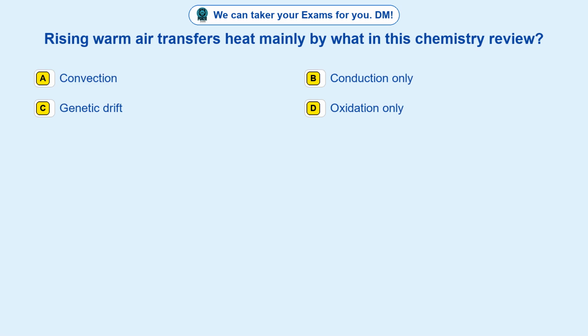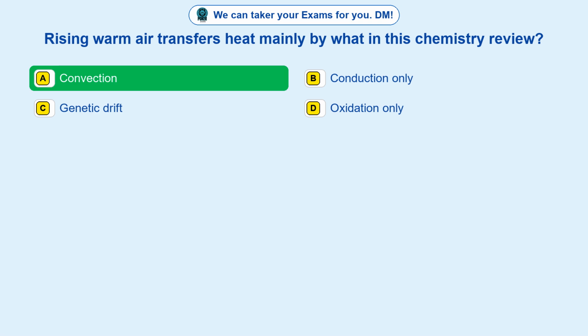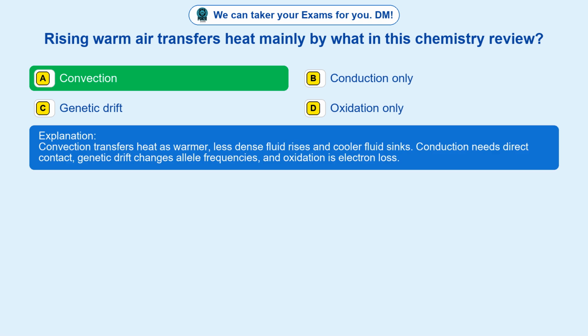Question 76. Rising warm air transfers heat mainly by what in this chemistry review? Option A, convection. Option B, conduction only. Option C, genetic drift. Option D, oxidation only. The correct answer is option A, convection. Convection transfers heat as warmer, less dense fluid rises and cooler fluid sinks. Conduction needs direct contact, genetic drift changes allele frequencies, and oxidation is electron loss.